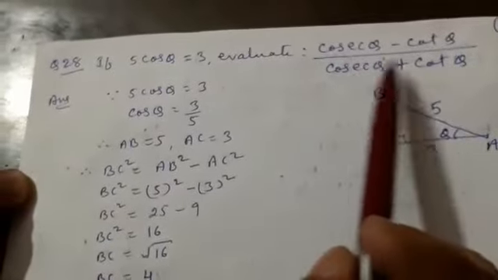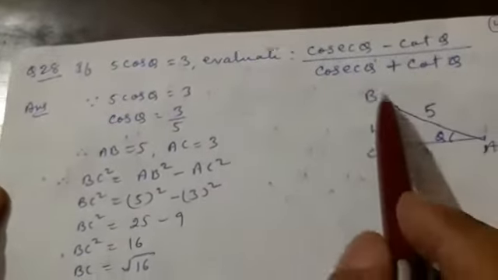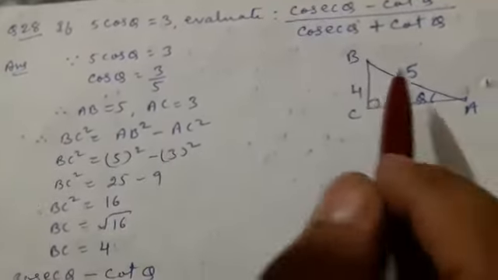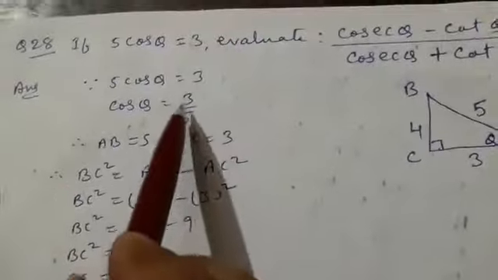Now we will see the next question, number 28. If 5 cos theta is equal to 3, evaluate cosec theta minus cot theta upon cosec theta plus cot theta. Now we will draw one diagram ABC. Here C is equal to 90 degrees. It is given 5 cos theta is equal to 3. So cos theta is equal to 3 by 5.